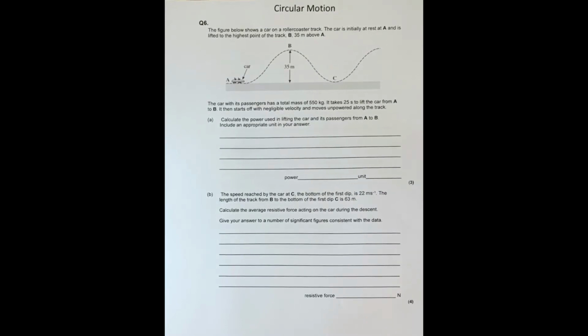Question 6 is a roller coaster question, but a lot of this question's to do with energy, and then the final part talks about circular motion. But we can go through it all anyway. It says, the figure below shows a car on a roller coaster track. The car is initially at rest at A, then it's lifted to a height B, and then finally it'll move down this track and go past C.